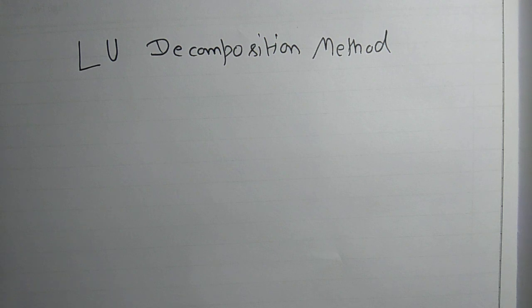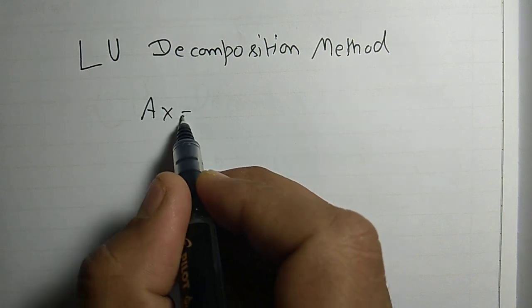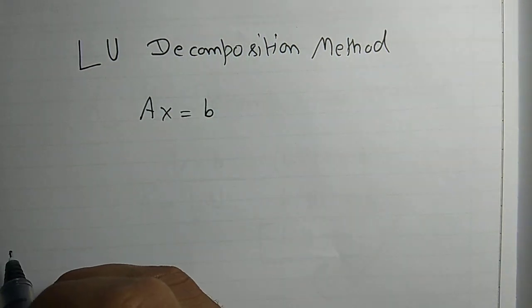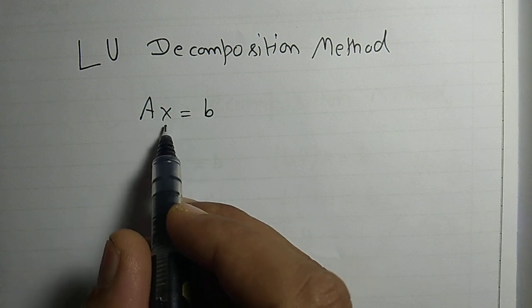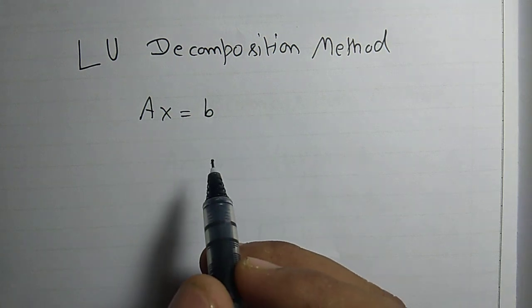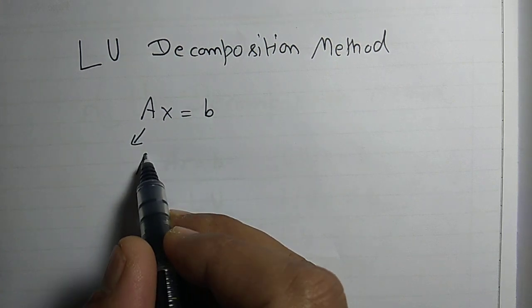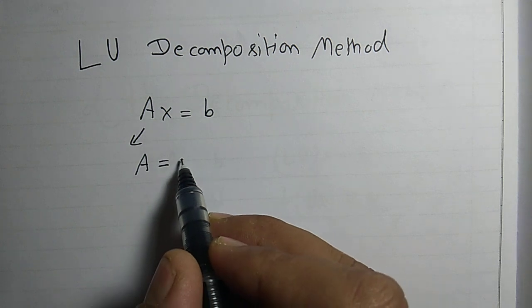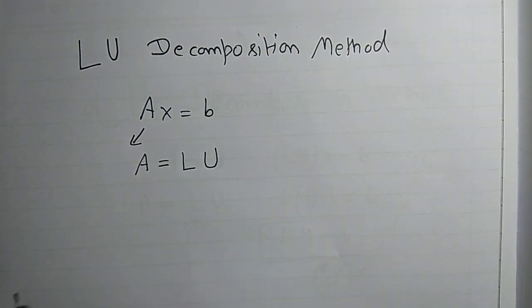In this video, I am going to explain the LU decomposition method for solving a system of linear equations. Let Ax equal to B be the given system of linear equations, where A is the coefficient matrix, X is the unknown variable and B is the known variable. In this method, the given A matrix can be decomposed into the product of a lower triangular matrix and an upper triangular matrix.